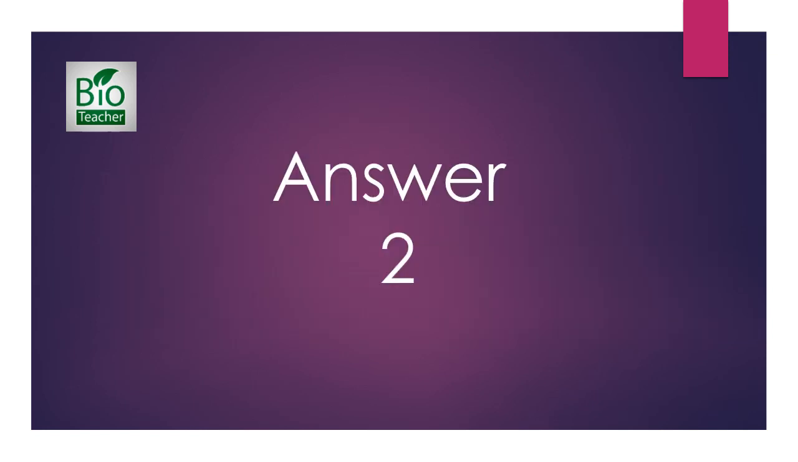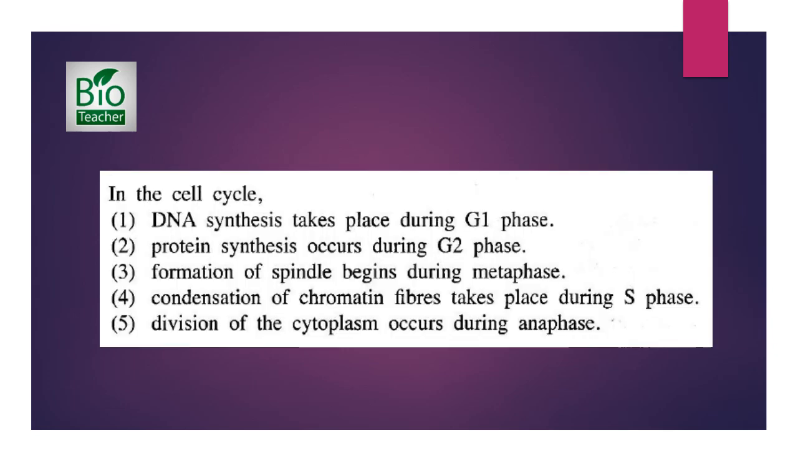The correct answer for this question is answer number 2, which is telling protein synthesis occurs in G2 phase. That is true. If we reconsider the answer, first answer says DNA synthesis takes place during G1 phase, which is wrong. DNA synthesis occurs in S phase. That means the synthesis phase.